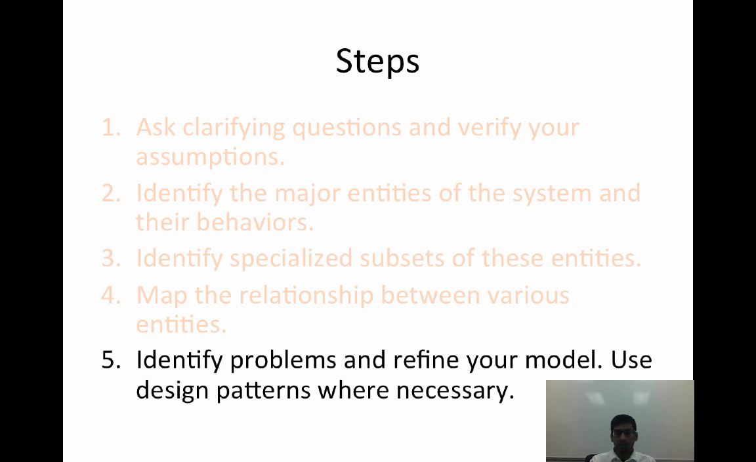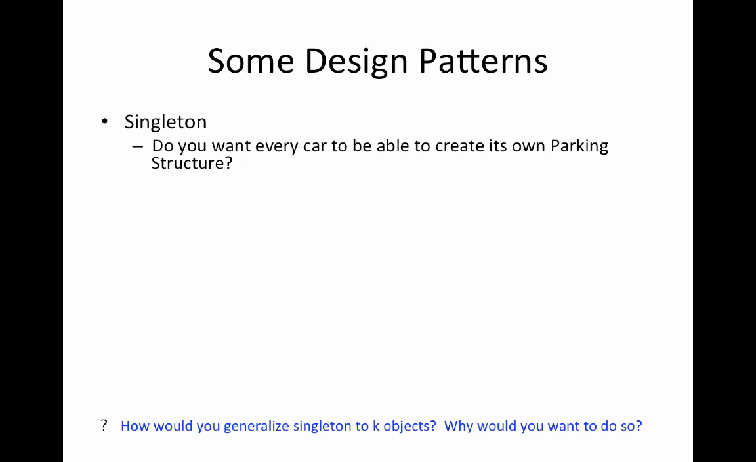Our next step is to try to refine this model, sharpen it, and see if we could use any design patterns to make the model better. So let's quickly look at a few design patterns. What exactly are design patterns in the first place? These are solutions to common problems that we encounter in object-oriented paradigms. For example, here we have a parking structure. But do we really want everybody to be able to create a parking structure? Probably not. In our city or in our system, we just have one parking structure, which we want people to use to park their cars, right? We don't want every car to create its own parking structure. We just want one parking structure where people park their cars. So how could you ensure that there's just one parking structure?